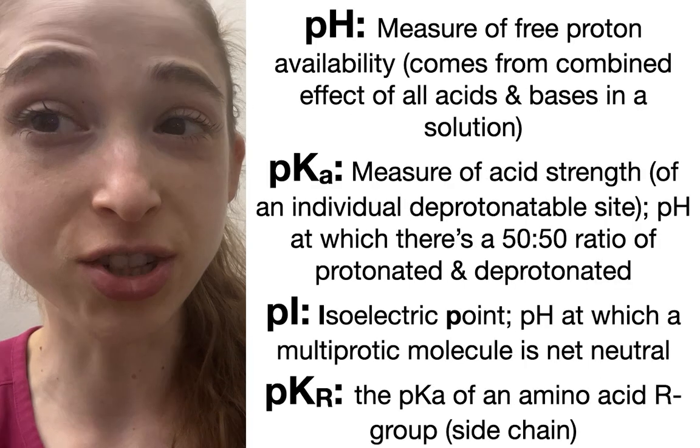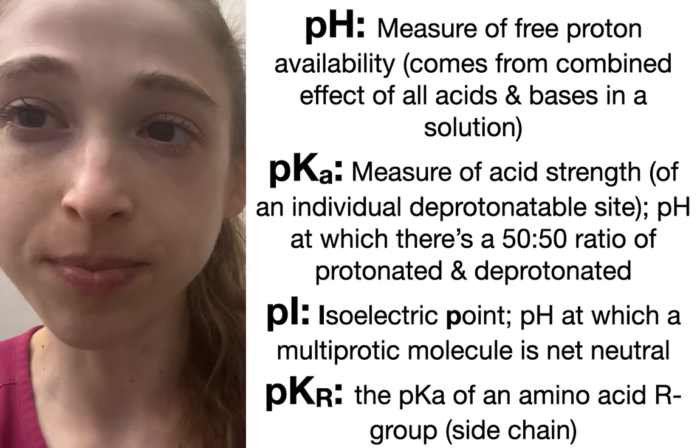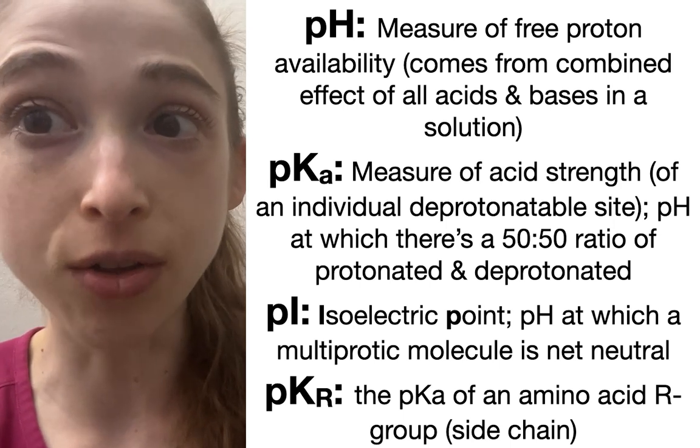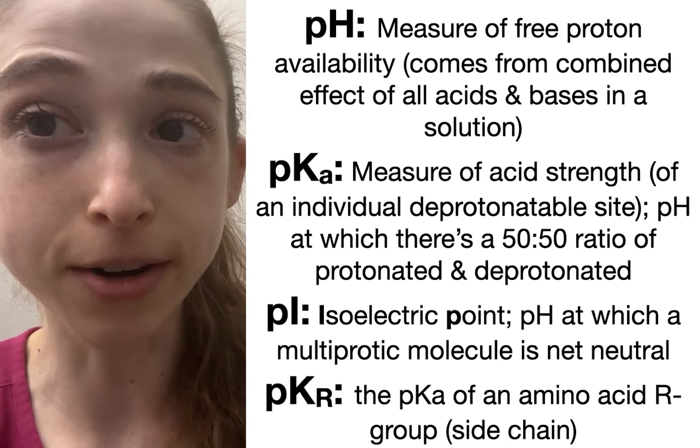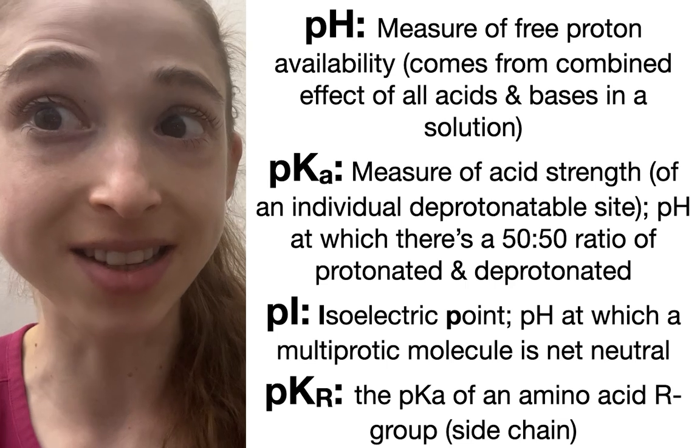The pH is a measure of free proton availability. It's a measure of the solution, and it's going to be the combined effects of all the acids and bases in the mixture. The pKa, that's the measure of an individual acid site strength.